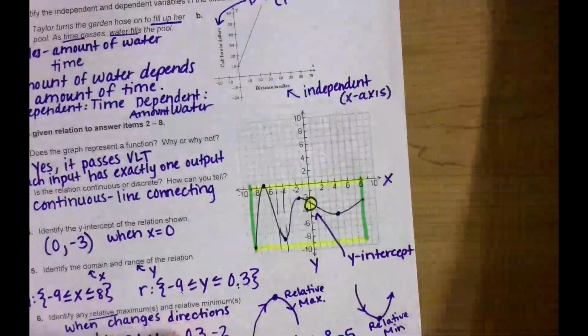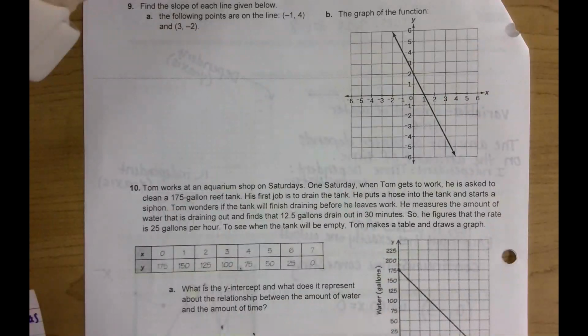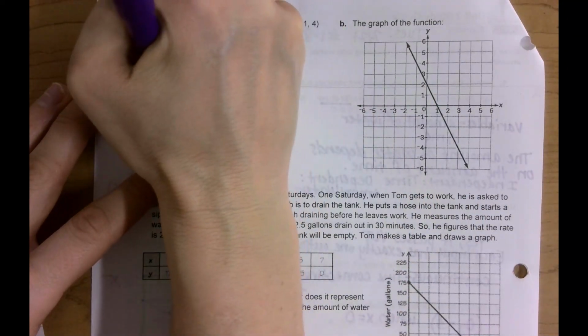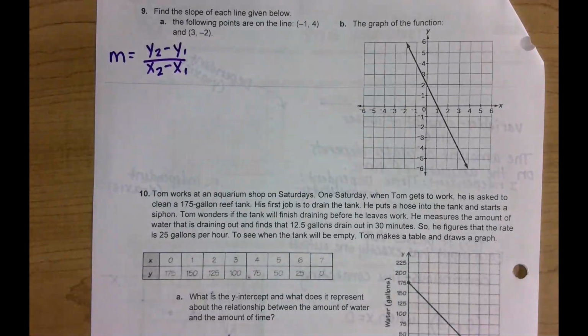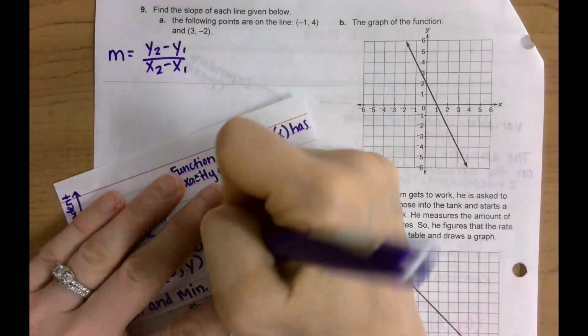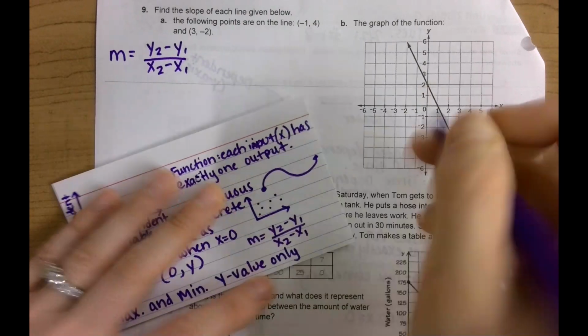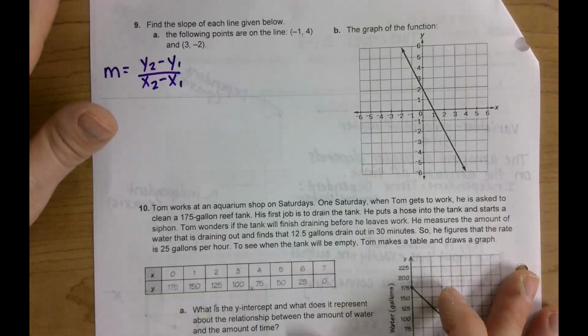All right, next page. All right, next concept. Implementations. Find the slope between the following points on the line. So if we're given two ordered pairs, we want to use that formula: y sub 2 minus y sub 1 over x sub 2 minus x sub 1. This would be a great thing to add to your note card, and maybe even put this example that we're doing on here if it helps you.